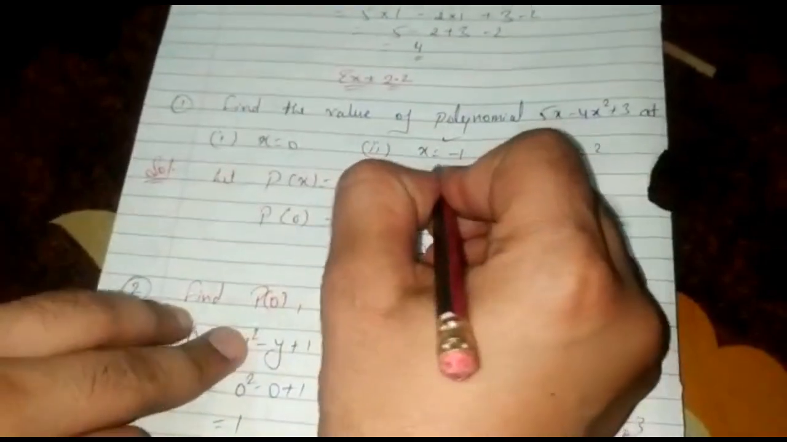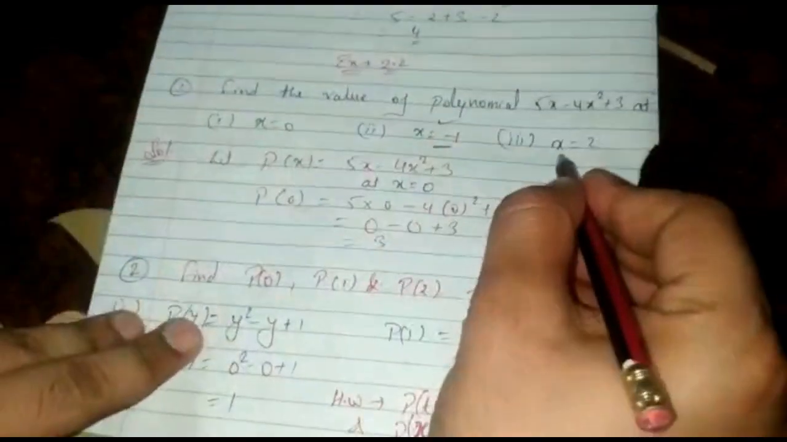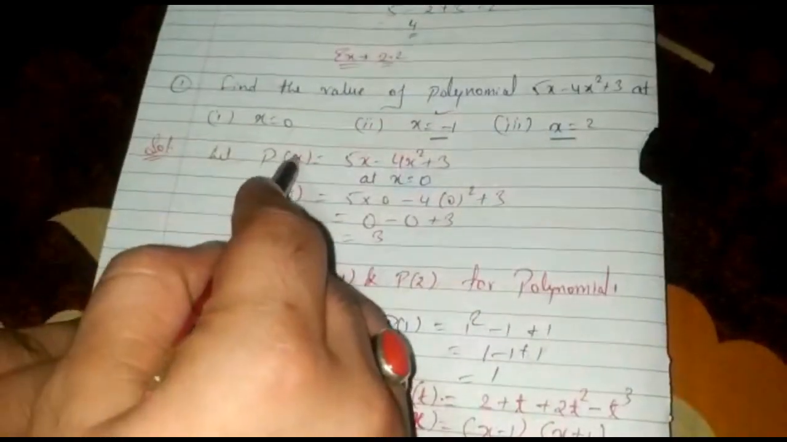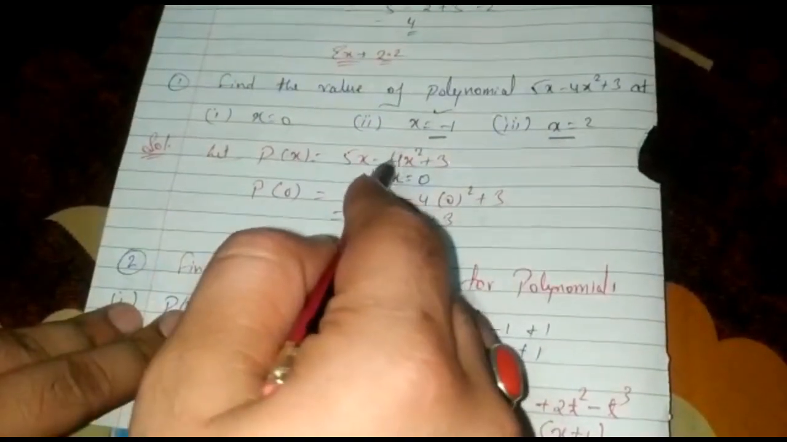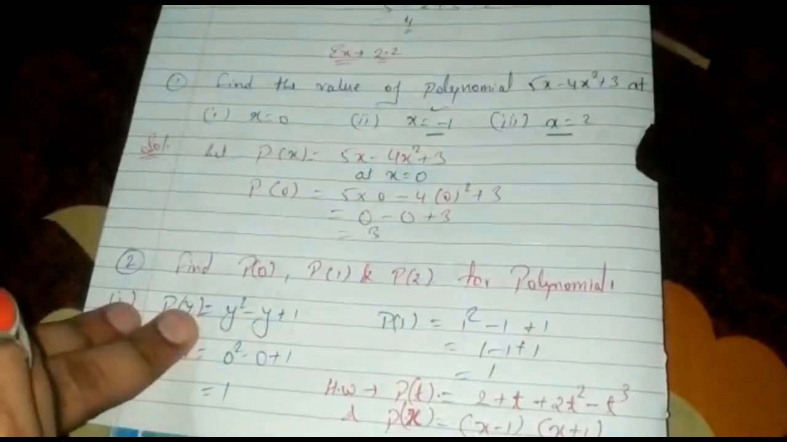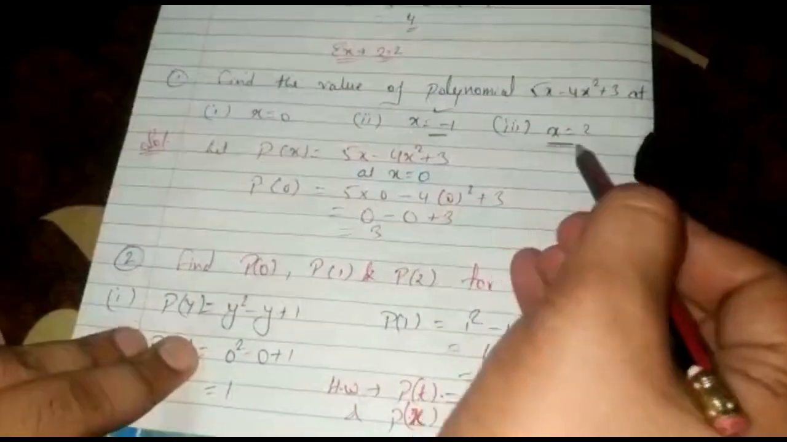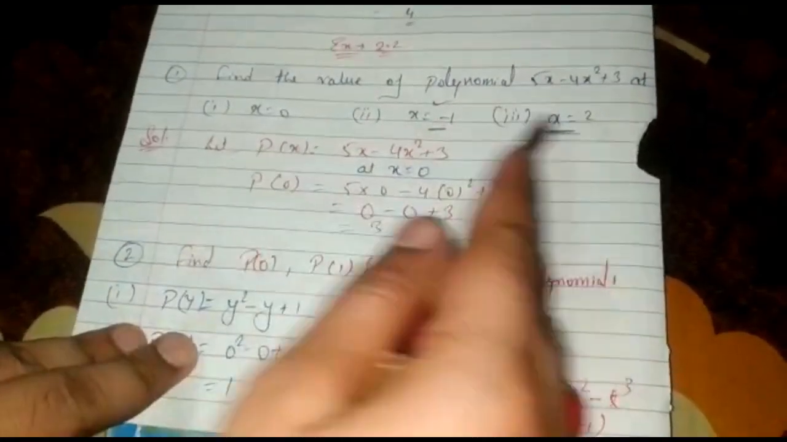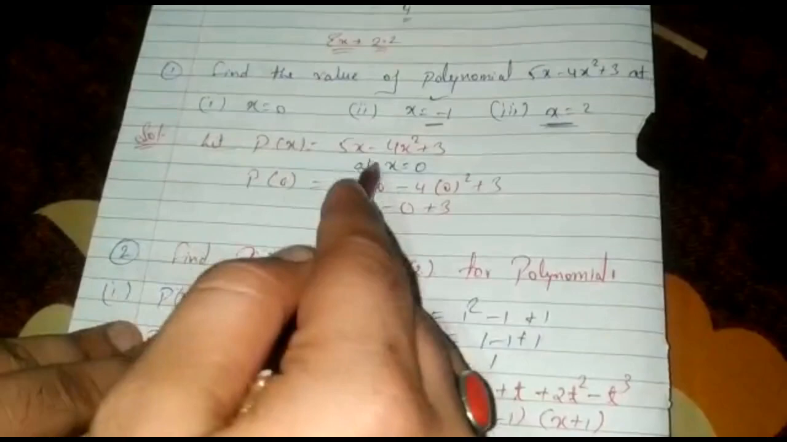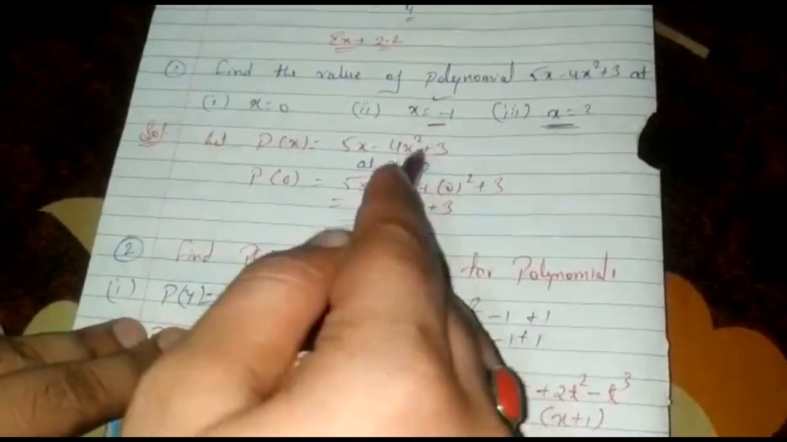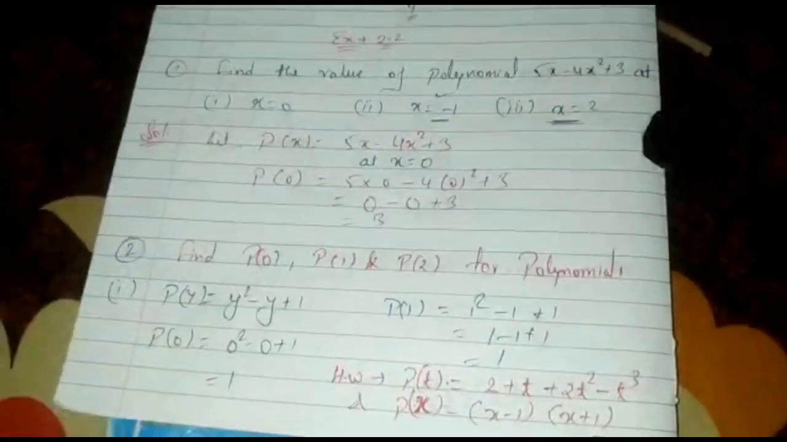Similarly, you have to solve it with x equal to minus 1 and x equal to 2. You just put x equal to minus 1: 5 into minus 1, minus 4 into minus 1 square, plus 3. Whatever answer you get, do it on your own. Similarly, you have to solve it at x equal to 2 also. In place of x, you have to put 2 for this particular value. So when x equal to 2, it will become 5 into 2 minus 4 into 2 square plus 3, and you will get the answer.